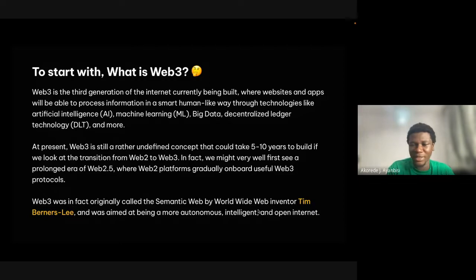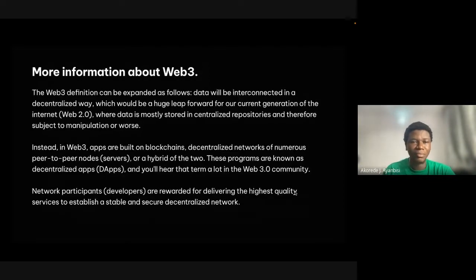In fact, we might very well foresee a prolonged era of Web 2.5. Some people actually believe what we're currently doing in Web3 is even 2.5, right? But in a general form, it's called Web3. The whole Web3 was originally called the Semantic Web, and the inventor is Tim Berners-Lee. So this is just more information about Web3.